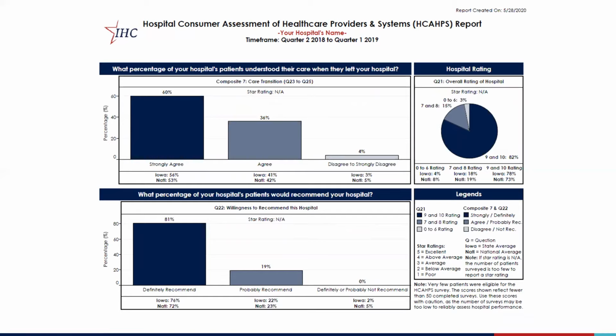2 pages long. The second page is just further questions, and the answers: strongly agree, agree, and disagree. And then again, your legend over here on the right.